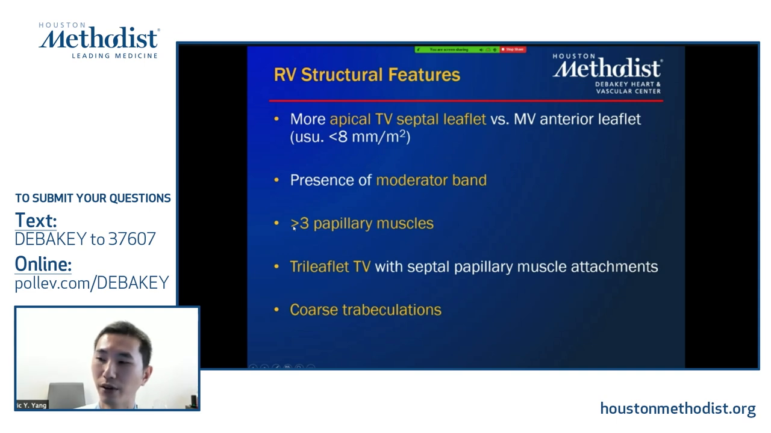The RV also has a lot more papillary muscles, and it's not consistent from patient to patient. And for reproducibility purposes, we tend not to try to relegate the papillary muscles to outside the RV cavity. It becomes a lot more complicated to reproduce. I mentioned a tri-leaflet tricuspid valve, appropriately named, and coarse trabeculations, of course.